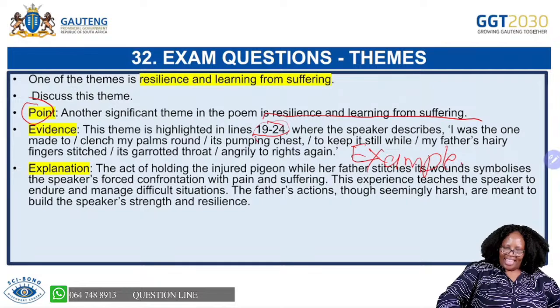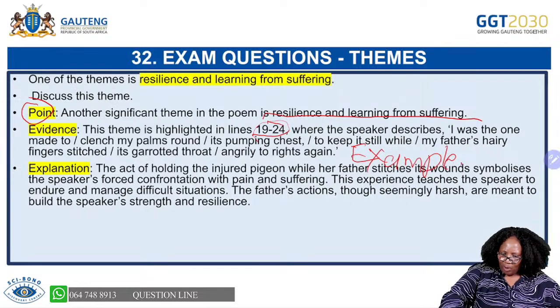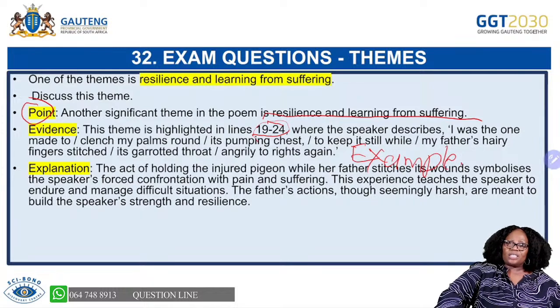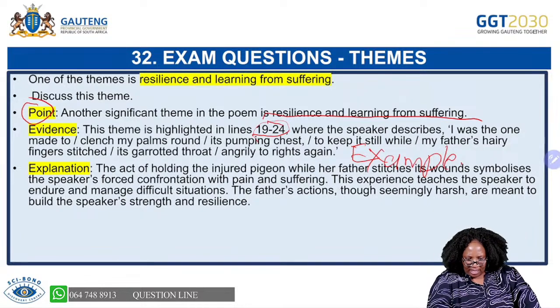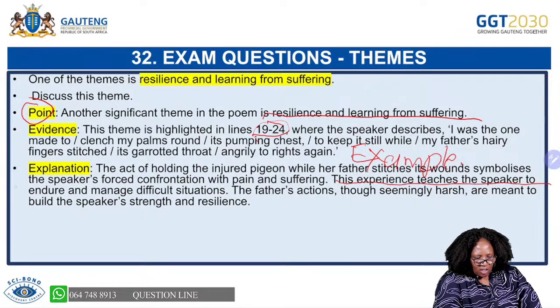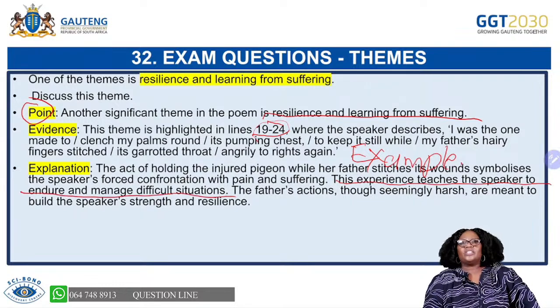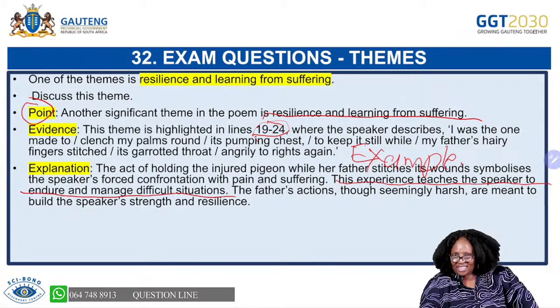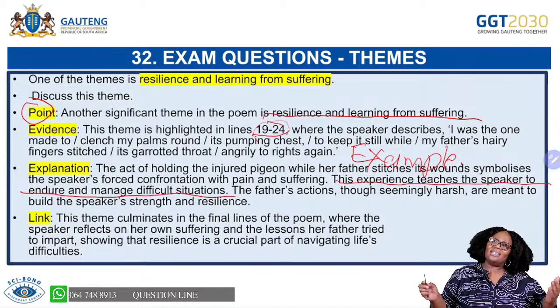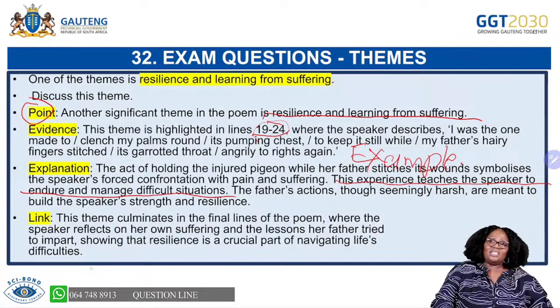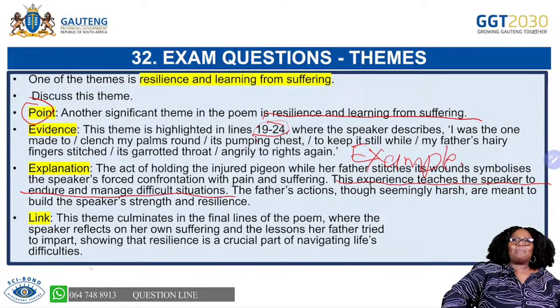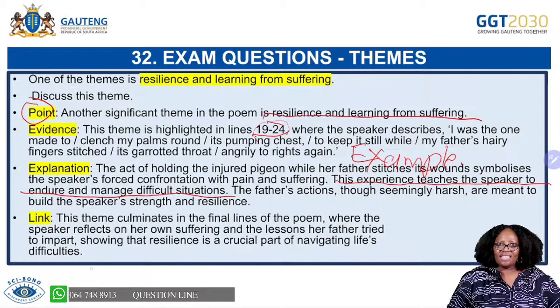The explanation: the act of holding the injured pigeon while her father stitches its wound symbolizes the speaker's forced confrontation with pain and suffering. This experience teaches the speaker to endure and manage difficult situations. The father's actions, though seemingly harsh, are meant to build resilience and strength in who? In the daughter. And at the end, it culminates where the speaker is going through her own suffering and she looks back at the lessons that she learned.